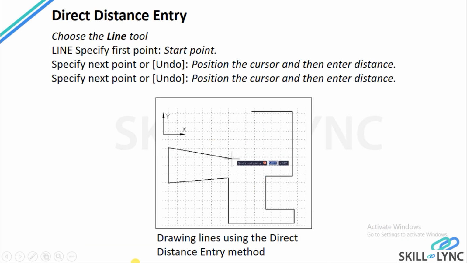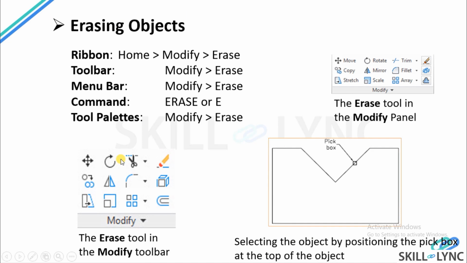It says to position the cursor and then enter the distance. Position the cursor and distance. This is something that novices basically use while they are using the line tool.